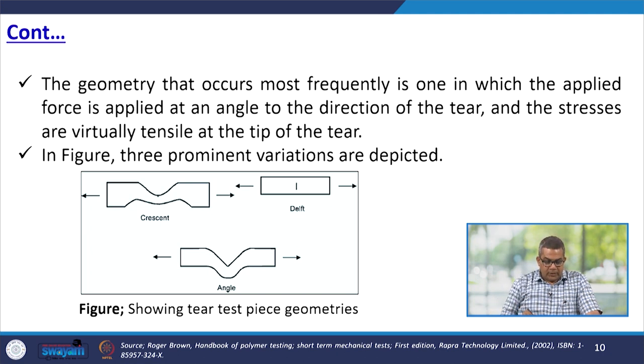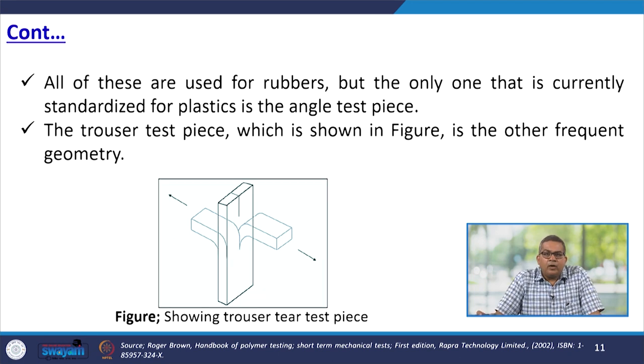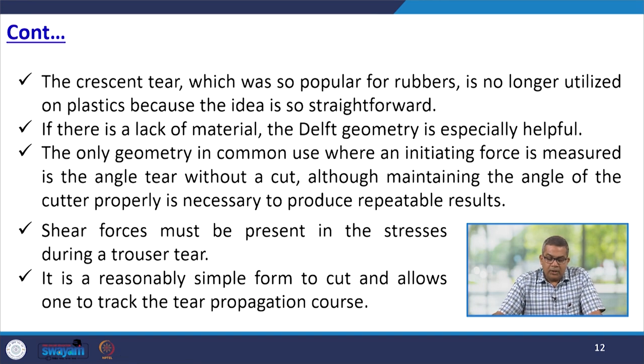Now, in this particular figure, three prominent variations are depicted. This is the crescent, this represents the delft, and this is the angle. This is showing the tear piece geometries. Now, all of these test pieces are used for rubber, but the only one currently standardized for plastic is the angle test piece. The trouser test piece, as per this particular figure, is the other frequent geometry. Crescent tear, which was so popular for rubbers, is no longer utilized on plastic because the idea is so straightforward.